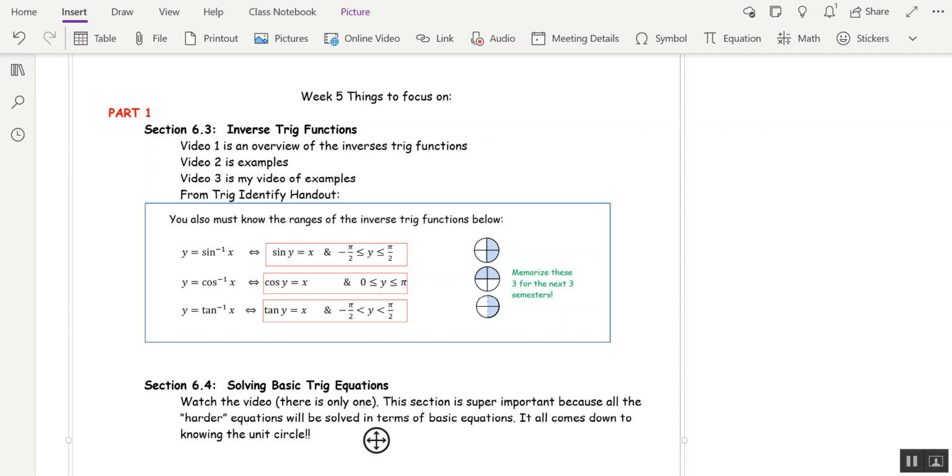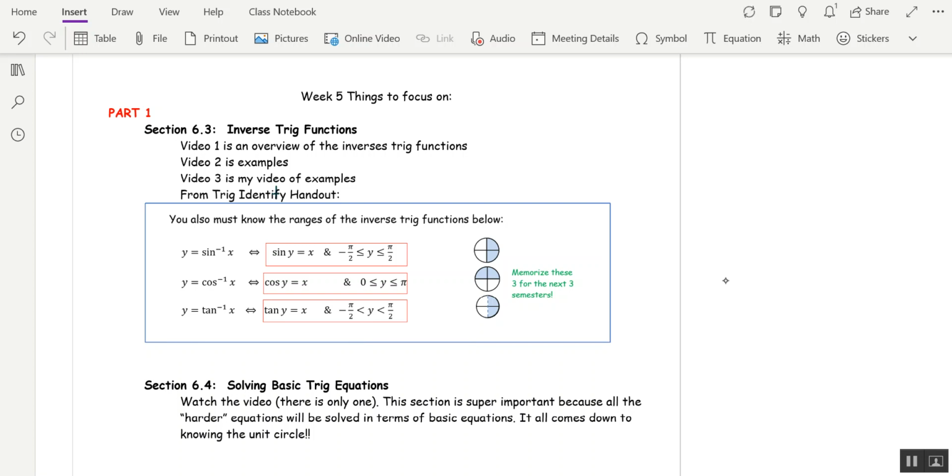From your trig identity handout, at the very bottom of those trig identities, on the first page, there is this image. You do need to memorize the ranges of the inverse trig functions: sine inverse, cosine inverse, and tangent inverse.